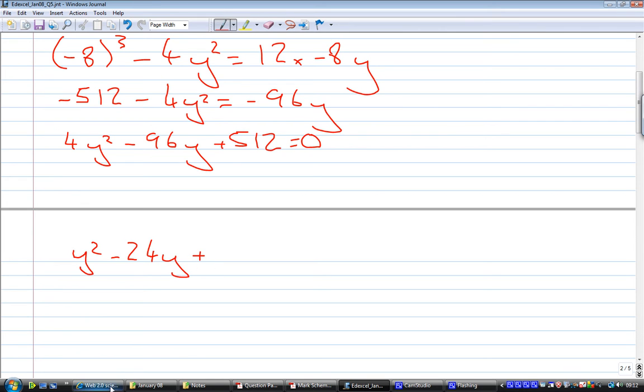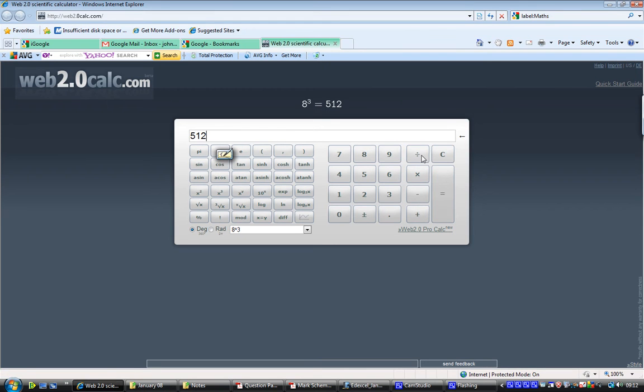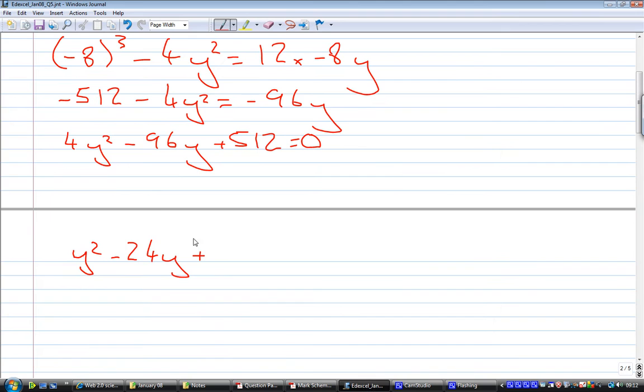plus, I don't know what 512 divided by 4 is off the top of my head. It's going to be a little bit quicker to do it on the calculator and work it out. Let's do that then. 128, so back to here, plus 128 equals 0. So let's try and factorise this then. We're going to get (y minus something)(y minus something). Now the numbers have got to add up to 24 and multiply together to make 128, just as normal.